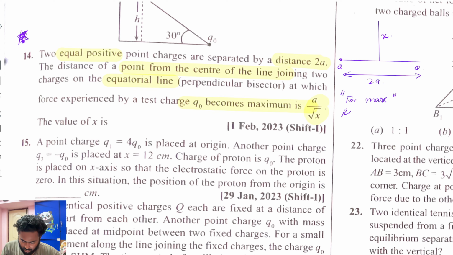In ring, the ring is how much? X equals r by root 2. So r means this one, a. So a by root 2. So x will be how much? 2.